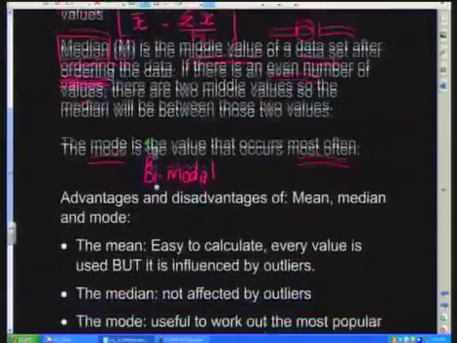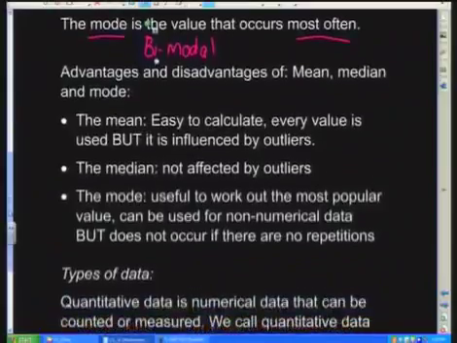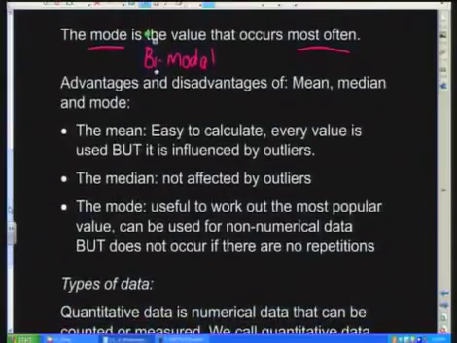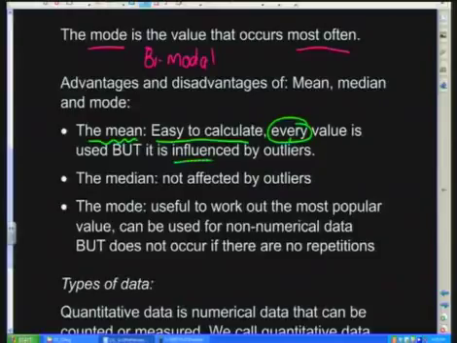Let's quickly look at some of the advantages and disadvantages of the different mean, medians, and modes. So the mean, the good thing about the mean is that it is very easy to calculate, and we use every single value. So every value is used. But because of this, because we're using every single value, it means that your mean is sometimes not an accurate reflection because it is influenced by outliers.